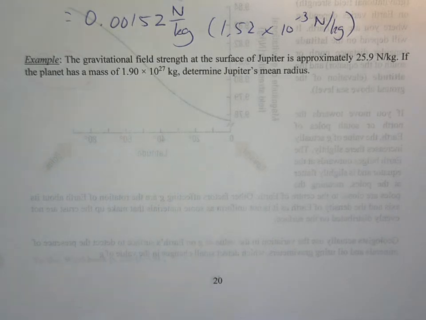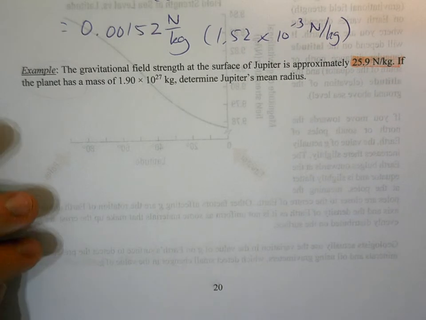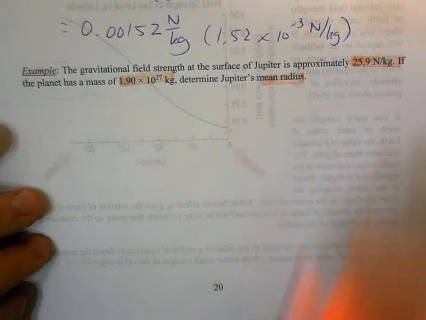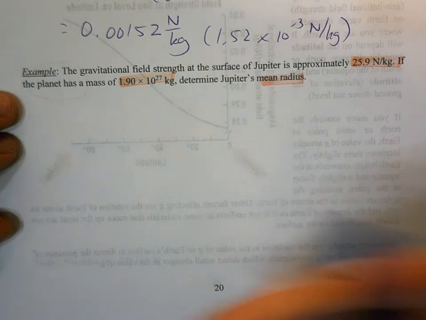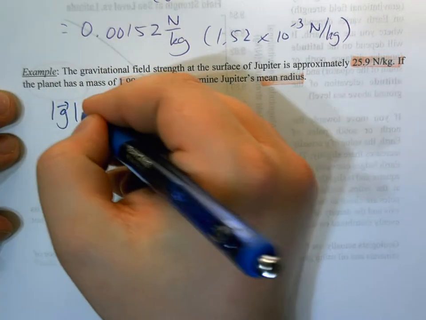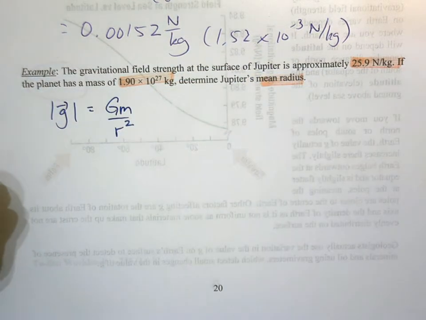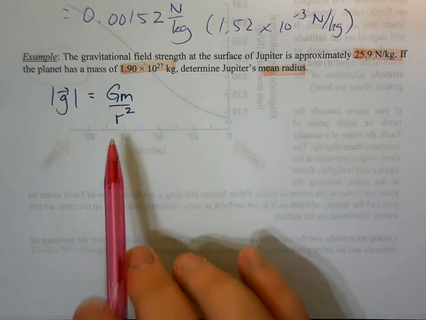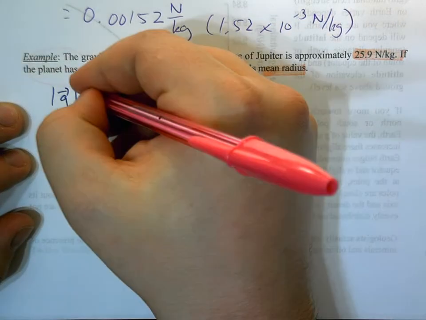So last one here. We have the gravitational field strength at the surface of Jupiter. It's approximately 25.9 newtons per kilogram. Jupiter has a mass of 1.90 times 10 to the 27 kilos. We want to determine its mean radius. So the gravitational field strength is going to be G times m divided by r squared. Our objective here is to find r. Because r is in the denominator, we want to bring the r squared up top first, and then isolate for it.